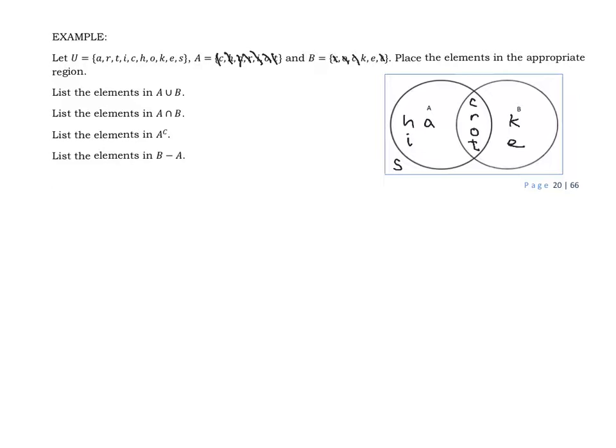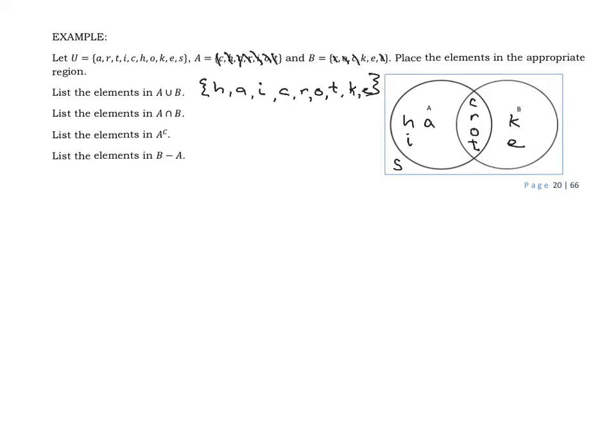So this has made it a little bit easier to list the elements in A union B. Remember that's in set A or B or both. Now don't forget your braces when you list these elements. So it looks like I've got H, A, I, C, R, O, T, K, and then E. Sometimes people will just list all of the elements in A and then add the K and the E that were in B but not in A.